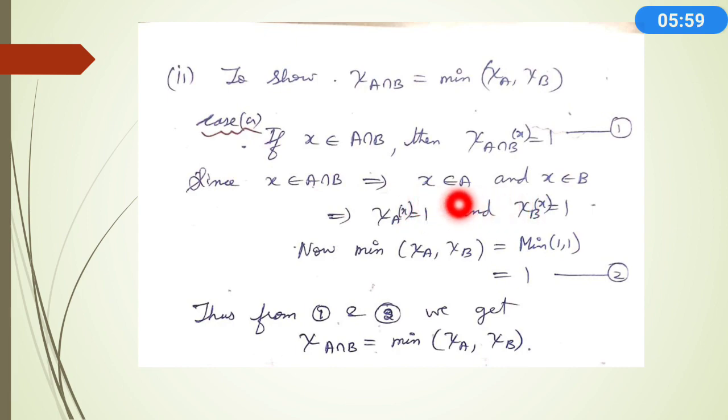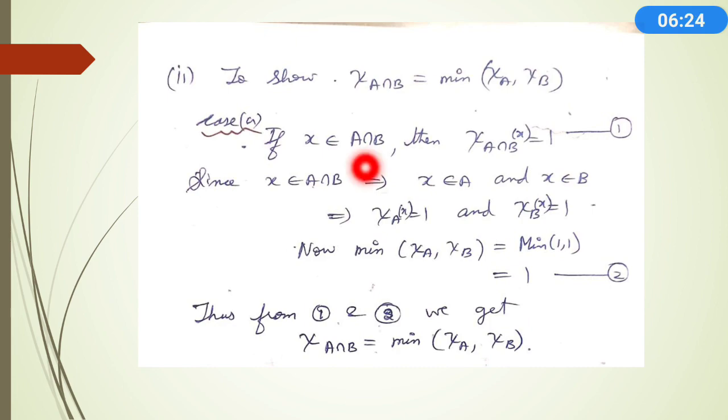So x belongs to A and x belongs to B. Again by characteristic function definition, psi A of x will be 1 and psi B of x is also 1. Now substitute in the right hand side. Minimum of psi A, psi B will be minimum of 1 comma 1 and the value will be 1. Now first and second equation give you the result.